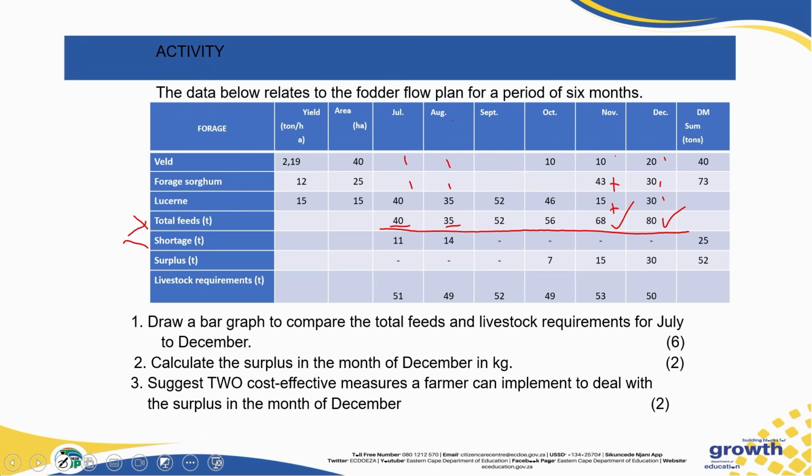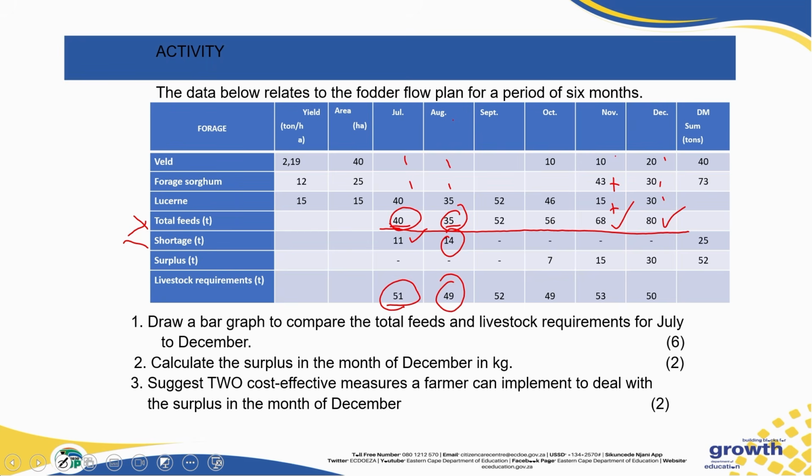Then there comes the shortage. In July, livestock requirements is 51, whereas the total feed that is available is 40. So there is a shortage of 11. Livestock requirements in August is 49. The total feed per ton is 35. So the shortage is 14. You study that throughout and then you see what you are about to do.